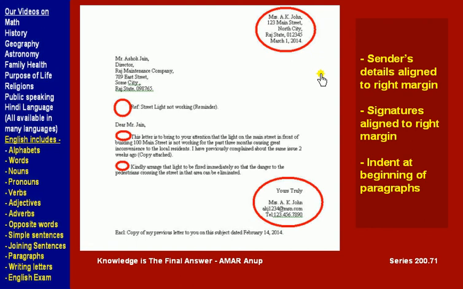In the non-American way of writing letters, as in India and the UK, the sender's name is written aligned to the right margin. The sender's name and address and contact details are written aligned to the right margin. So also the signature area aligns to the right margin. Everything ends on the right margin.